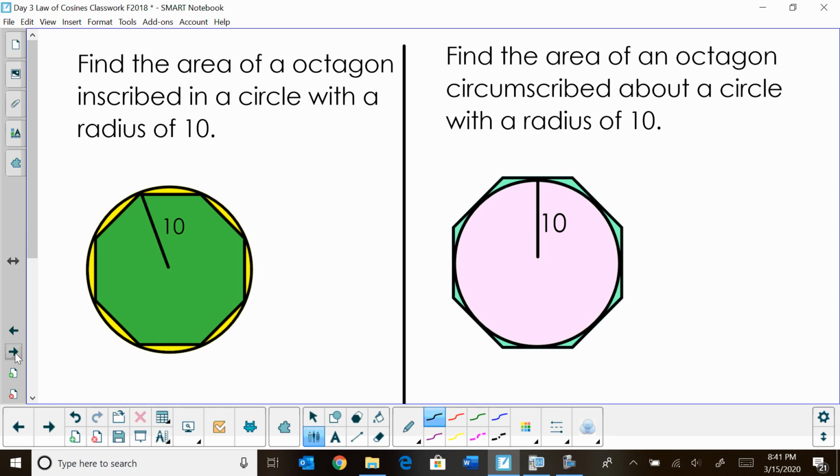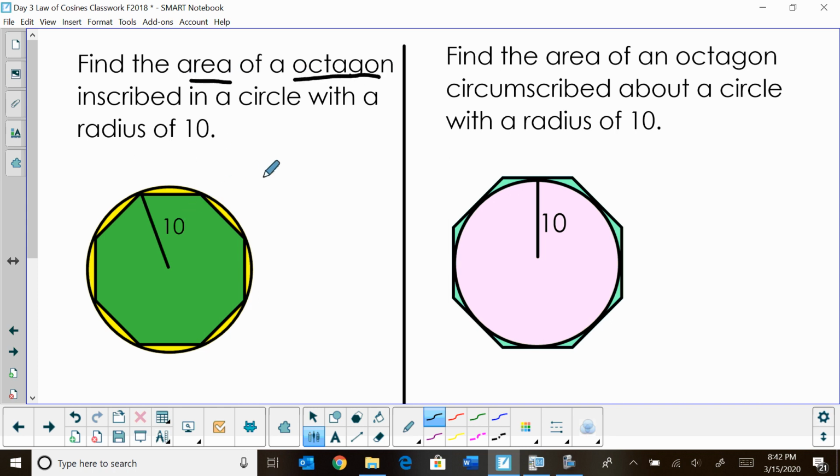Now let's look at a scenario with an octagon. Okay, an octagon has 8 sides. And in the first scenario, we're going to see how the octagon is inscribed in a circle. That means it's on the inside. If we say circumscribed, it means it's on the outside. But in this case, the octagon is inscribed in a circle, and the circle has a radius of 10. And we need to find the area of the octagon.